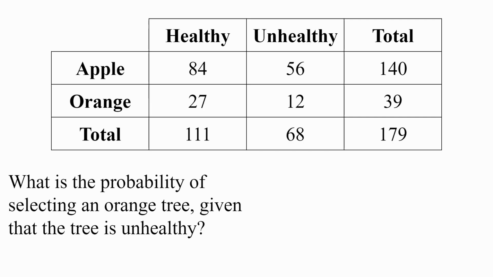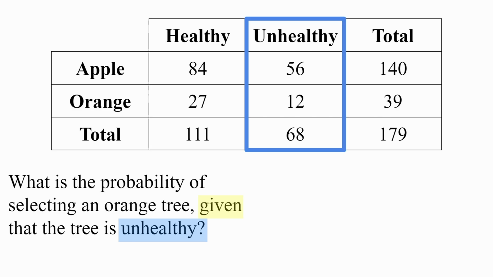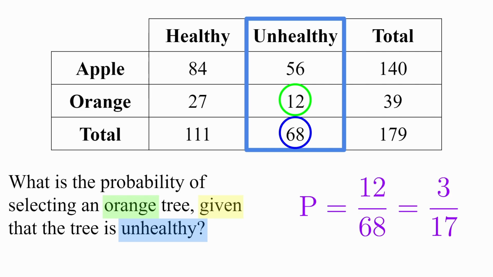Okay, so it says, what is the probability of selecting an orange tree given that the tree is unhealthy? Okay, so this keyword given tells me the target group. So unhealthy trees, that's the target group. So I'm going to put a big box around the unhealthy column. And we want to track the chance of getting an orange tree. So the desired would be 12 over a total of 68 in that blue box, because there's 12 orange trees in the blue box, over 68 total, which gives us 12 over 68, which simplifies to 3/17.